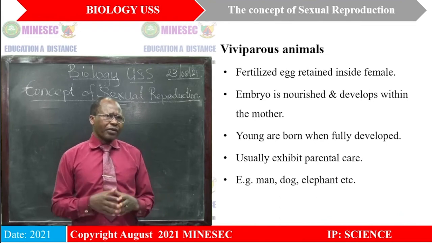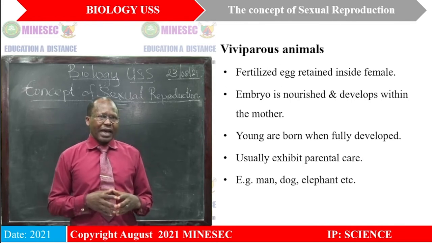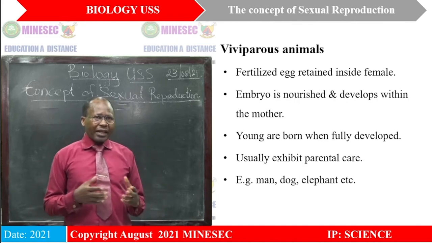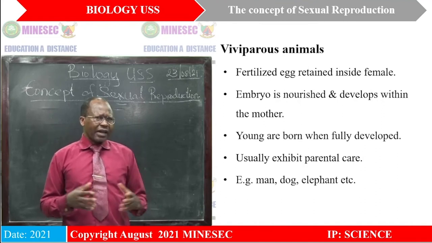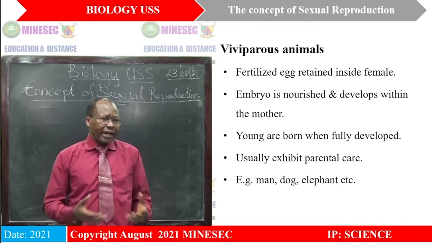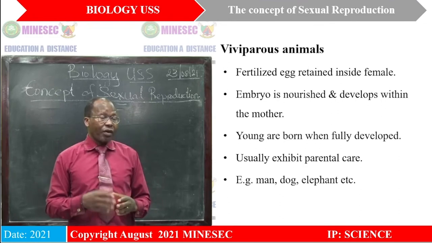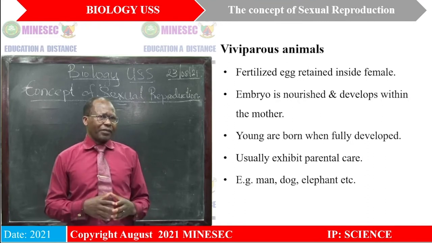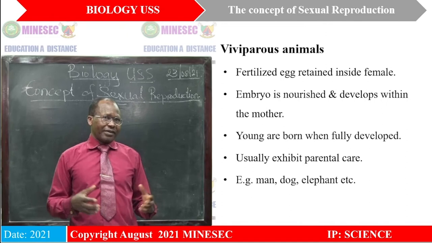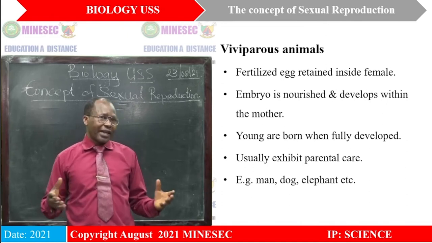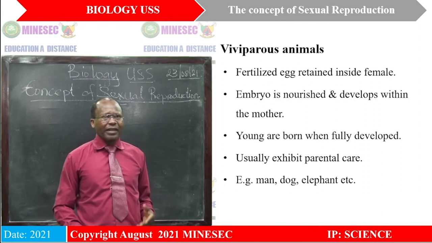Now, viviparous animals are those whose eggs are fertilized and retained inside their female bodies. And in this situation, the embryo is nourished and develops within the mother. This is a good example that takes place in man. Remember our case, we had a real life situation where a young boy discovered that the mother has gone to the hospital and delivered a baby. And he was wondering how the baby got into the mother's abdomen. We are now seeing that humans are viviparous animals because fertilization is internal and the zygote develops within the body of the female. And such organisms usually will show a lot of parental care to ensure that the young develop. Like it's the case with us humans, then we can see in elephants, in dogs, and many other organisms we find around us.